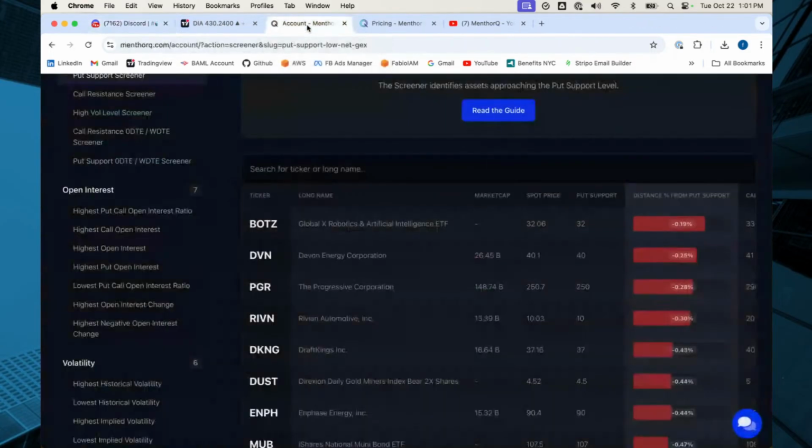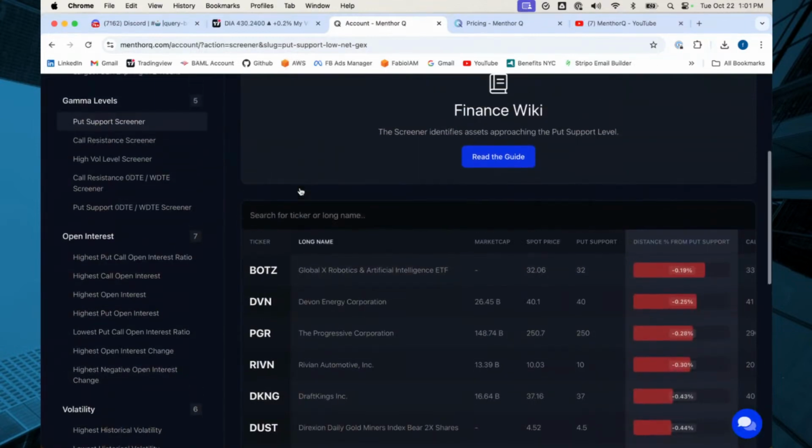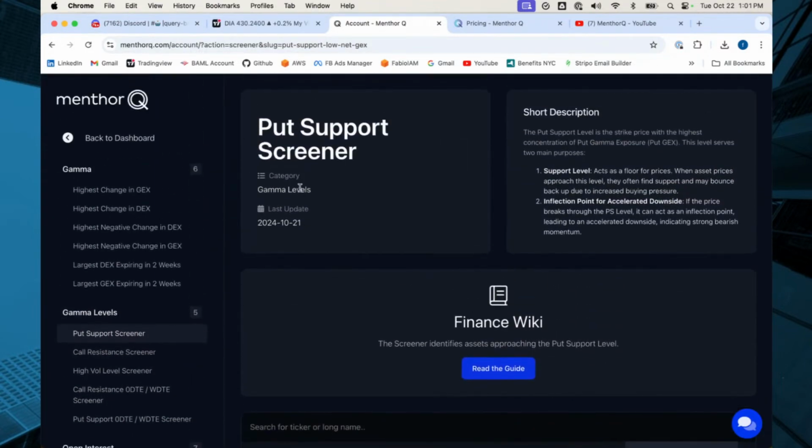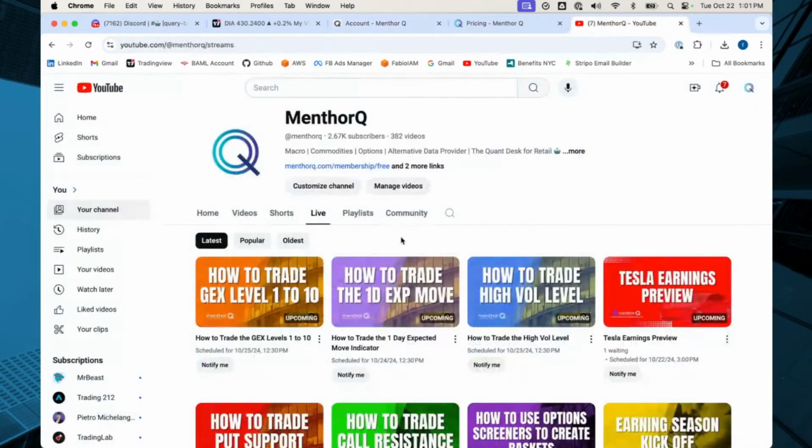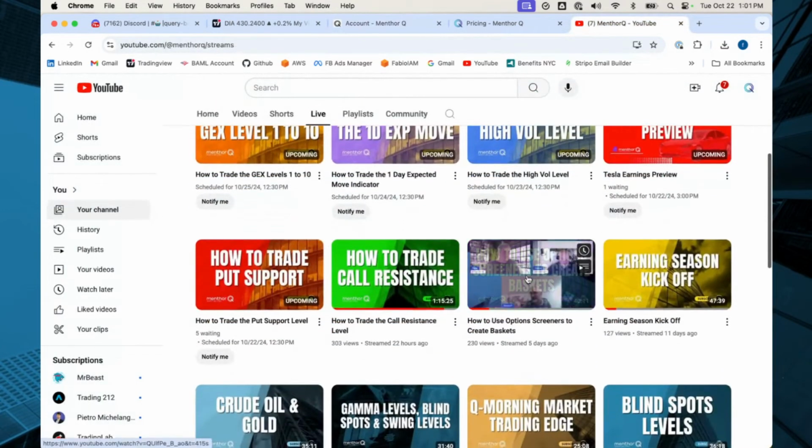Another thing that we have as part of the membership is our option screeners. If you go back on our Discord, this week or last week, we did a really good session with one of our users, Simon. He showed us how he's using the put support screener to build a basket of stocks, and how he's been very successful in that. You can find the video right here.